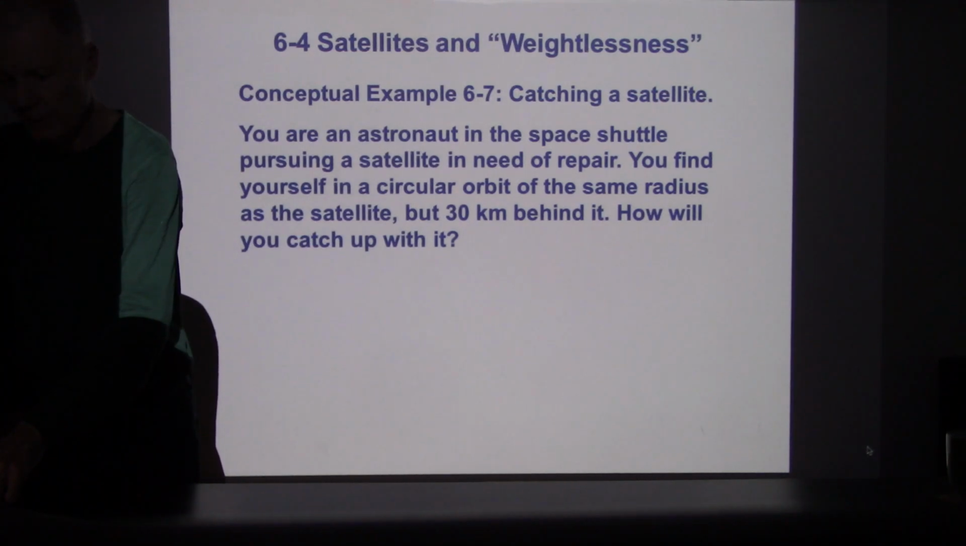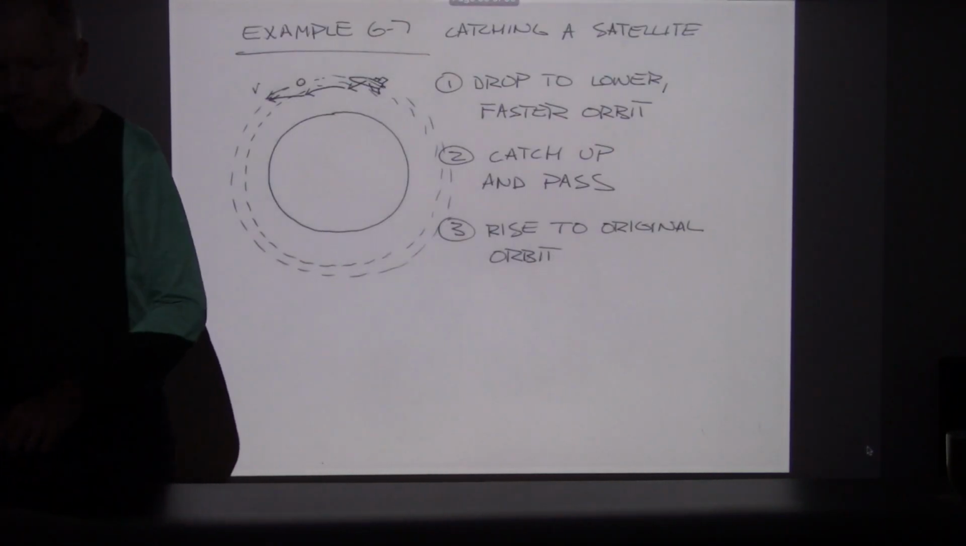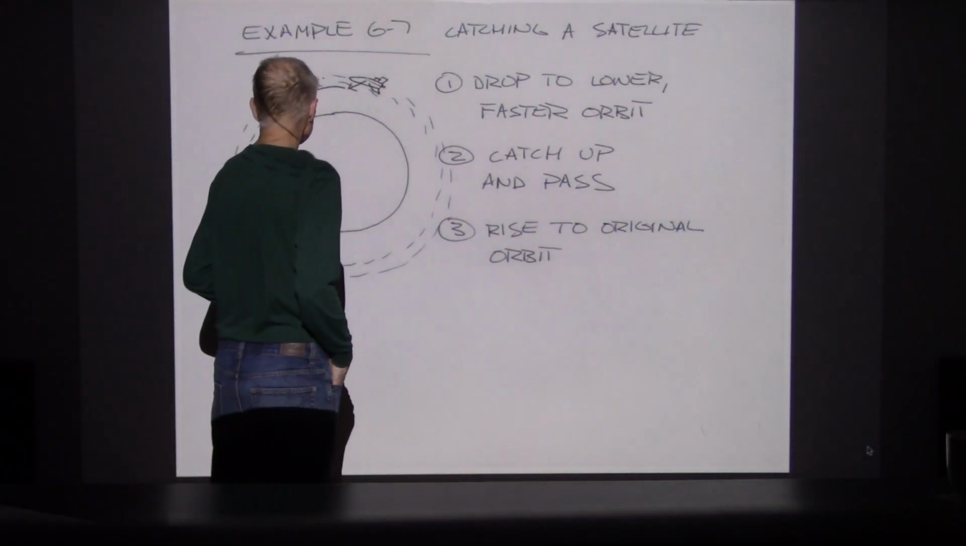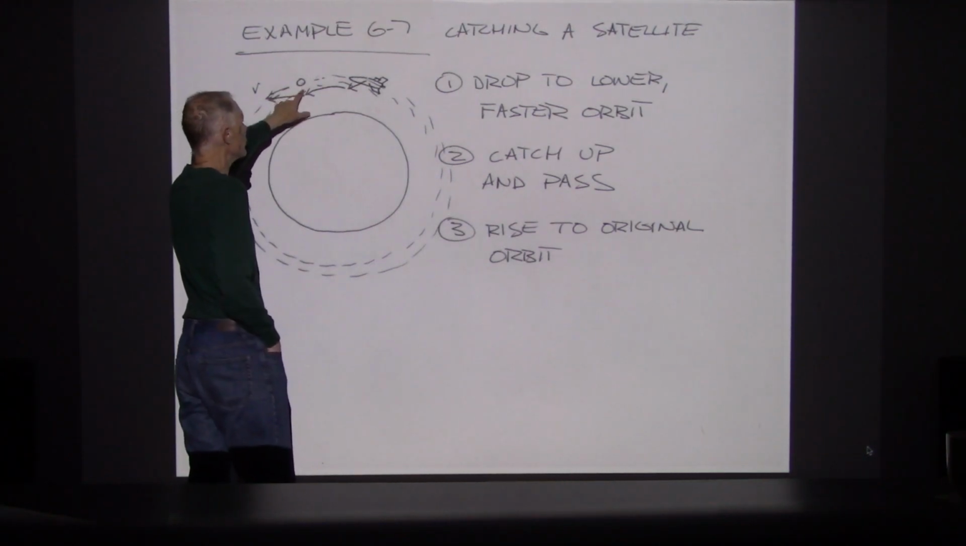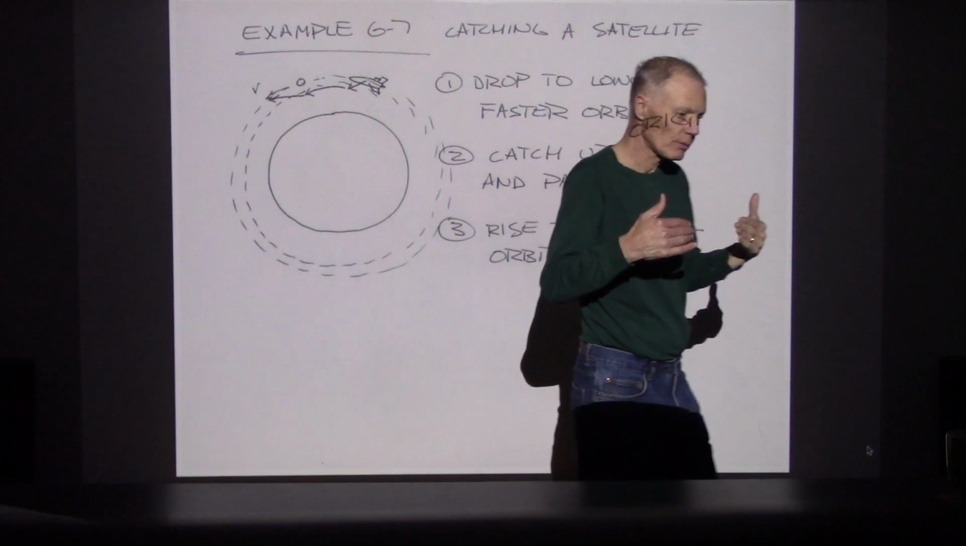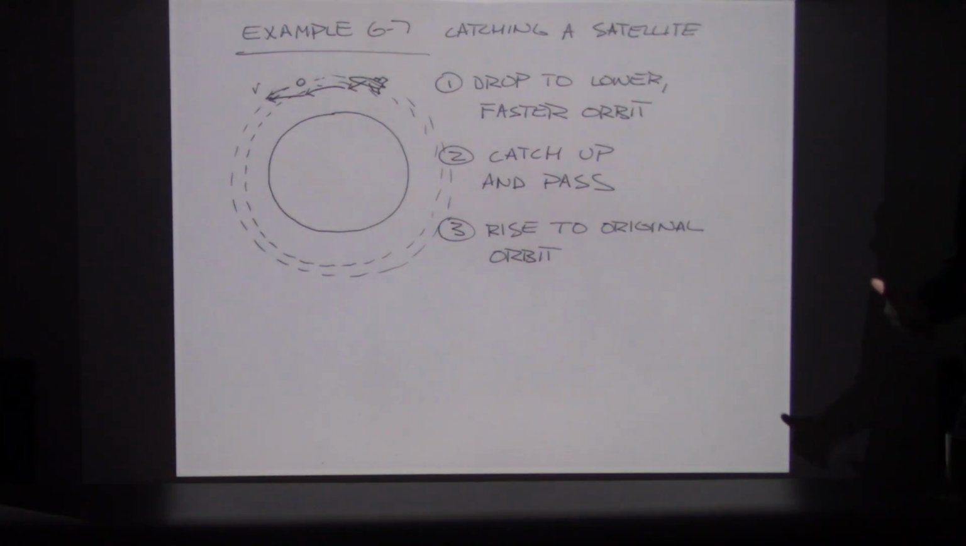So it says that you are trying to catch a satellite. You find yourself in a circular orbit of the same radius, but you're behind the satellite. How do you catch up? So let's say here you are in the space shuttle. You're trying to catch a satellite that's out ahead of you. The shuttle has been placed in an orbit that matches the satellite. You're in the same circular orbit. Problem is, you can't catch the satellite because you're traveling at the very same speed. So somehow you've got to get out ahead of the satellite.